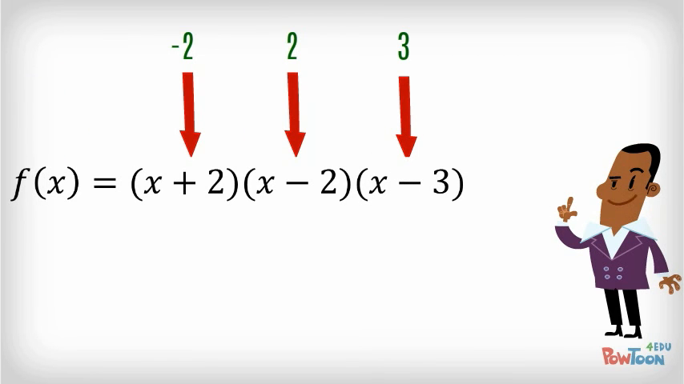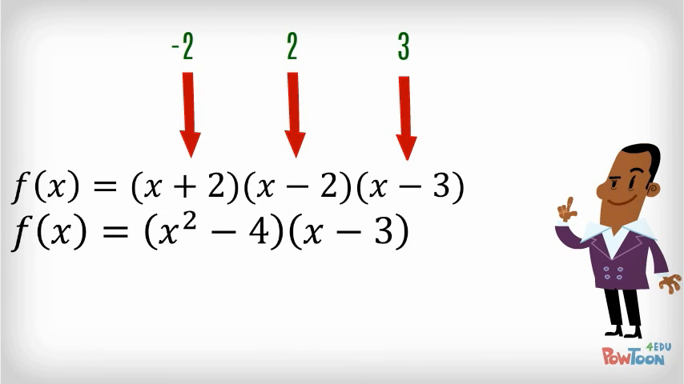Factors. If -2 is a 0, then x plus 2 is a factor. If +2 and +3 are zeros, then x minus 2 and x minus 3 are factors. I have 3 factors, you multiply the 3 together. There's our function, but it's not in standard form. So to get it into standard form, you multiply the factors together. X plus 2 times x minus 2 is x squared minus 4. I didn't forget the middle term, the x term, because it cancels out. This is a difference of 2 squares.